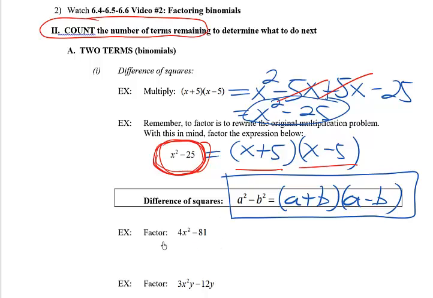So here's a fresh example. I'm being asked to factor this polynomial. Step 1, pull out the GCF. Well, I look at my 2 terms. I don't think there's anything in common here. There is no number that goes into both 4 and 81 evenly.